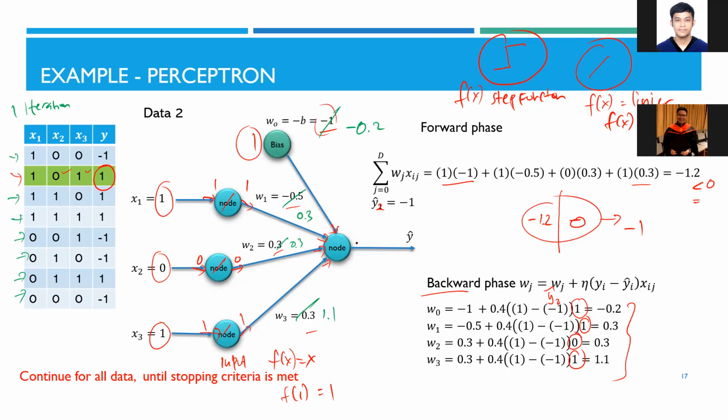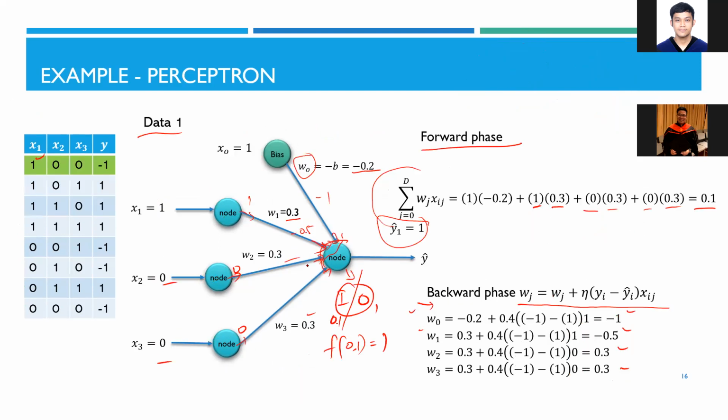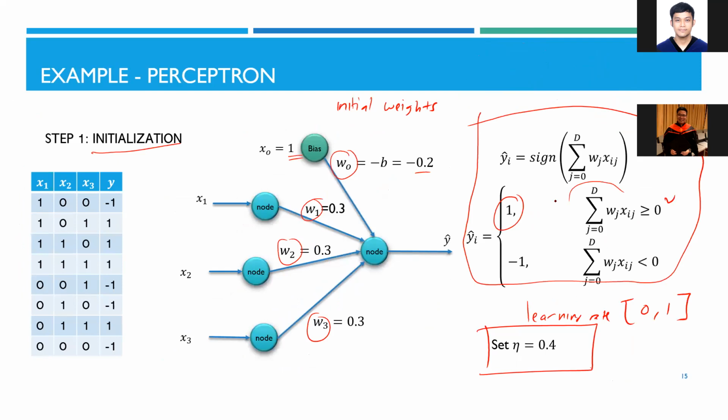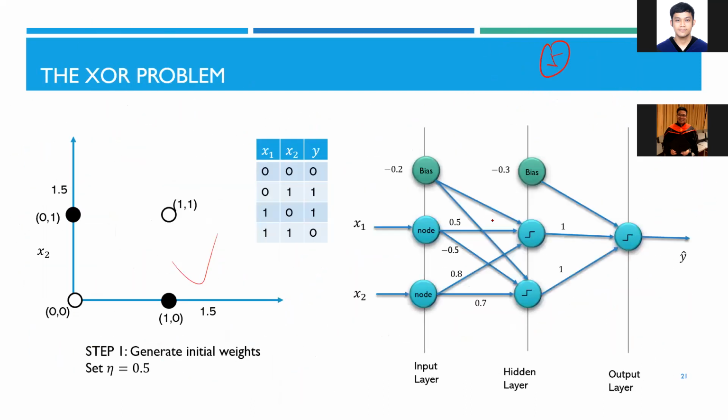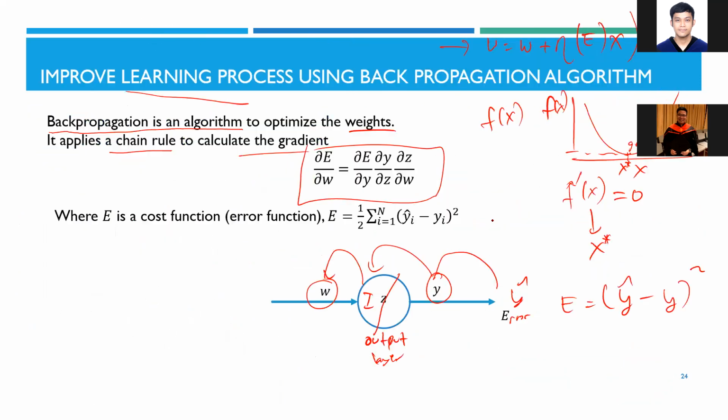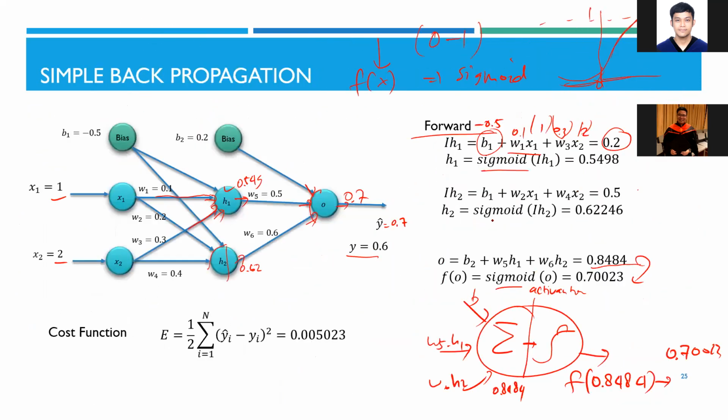And for this one, we use the step function. I define the step function as this. If the total input is greater than 0, the result is 1. Less than 0, the result is -1. Okay, and the next one that you explained is the sigmoid, which is non-linear. Exactly. Now I got it.